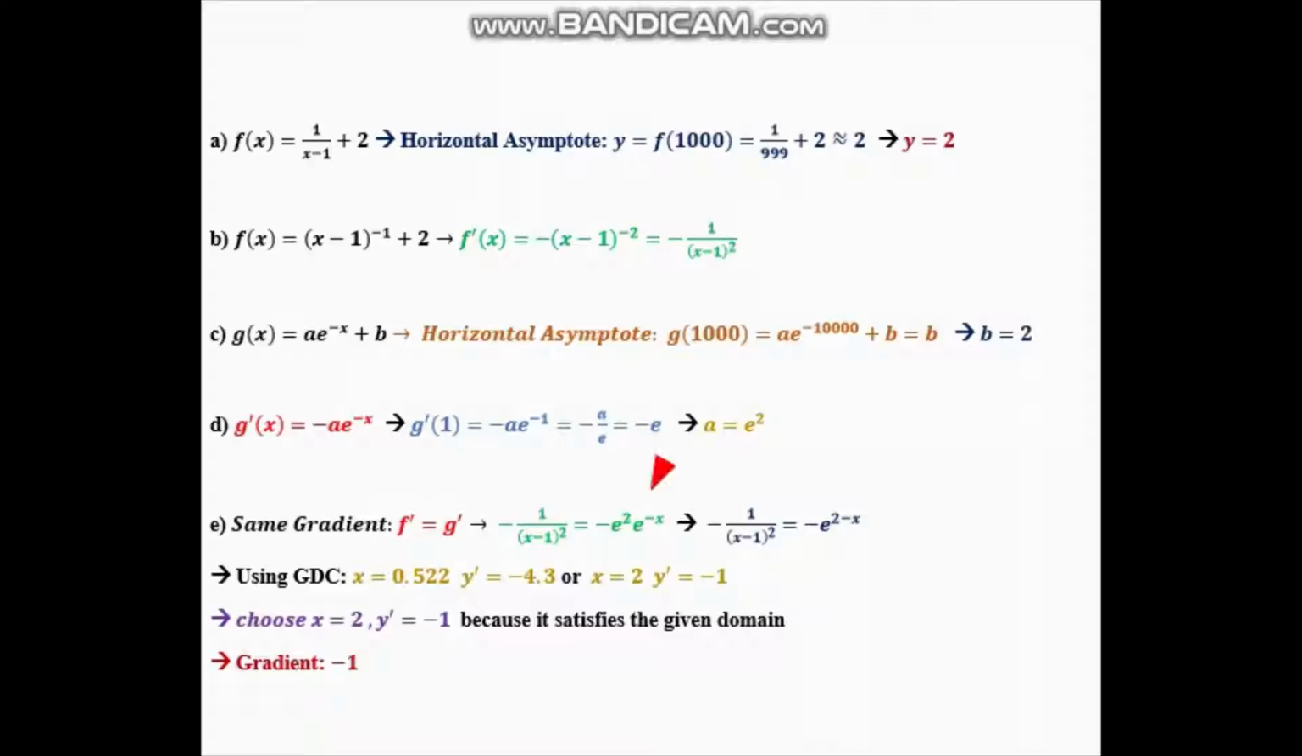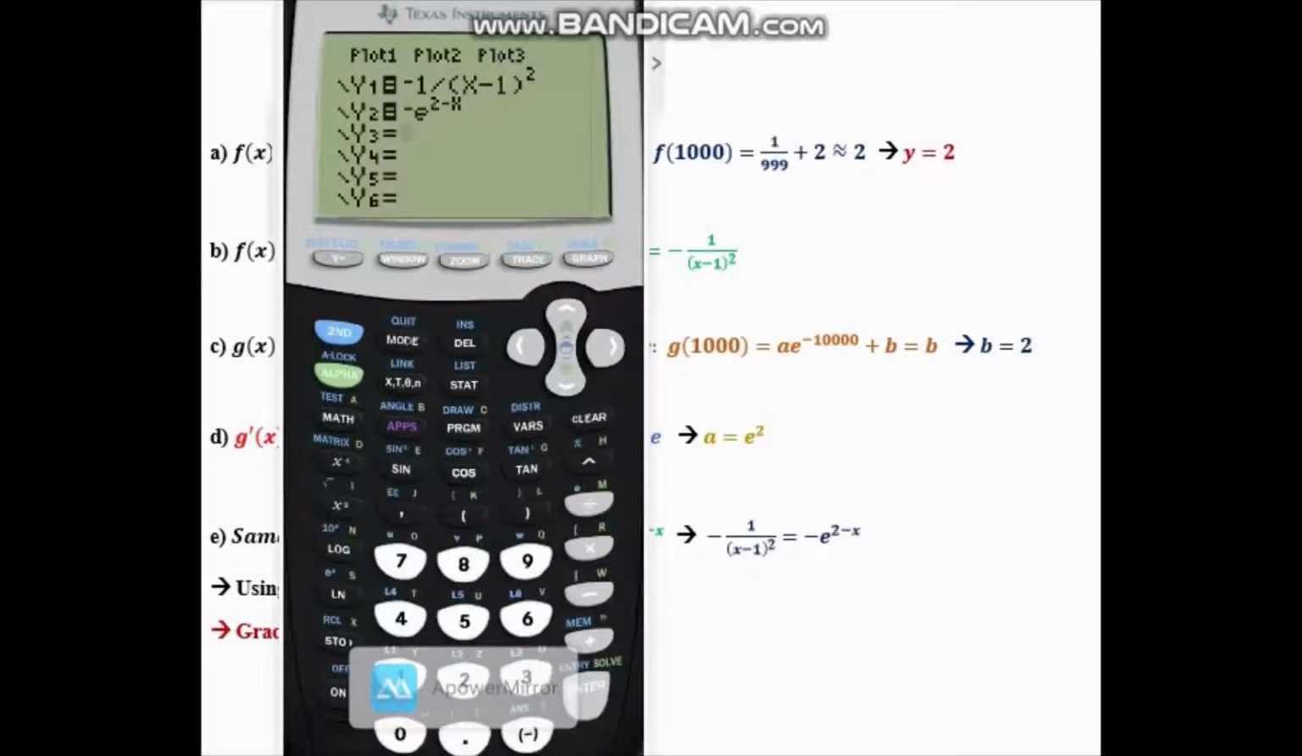E squared times e to the power of negative x, since they have the same base, I can just add the powers. So this is going to be e to the power of 2 minus x. 2 plus negative x, or just 2 minus x. And this negative sign, of course, just remains as it is. So I'm going to use the GDC to solve this blue equation right there. So I've written down my two equations right there.